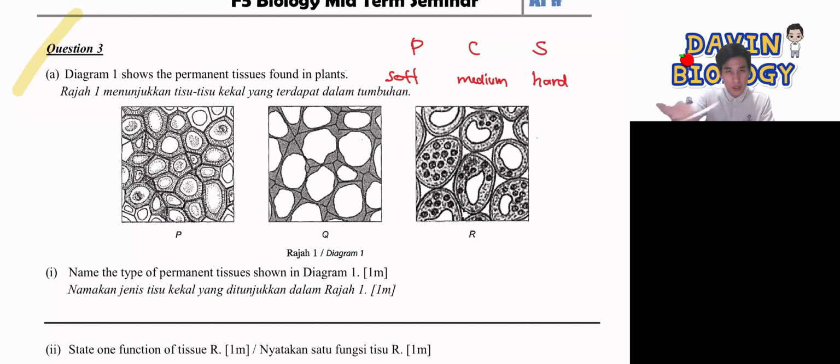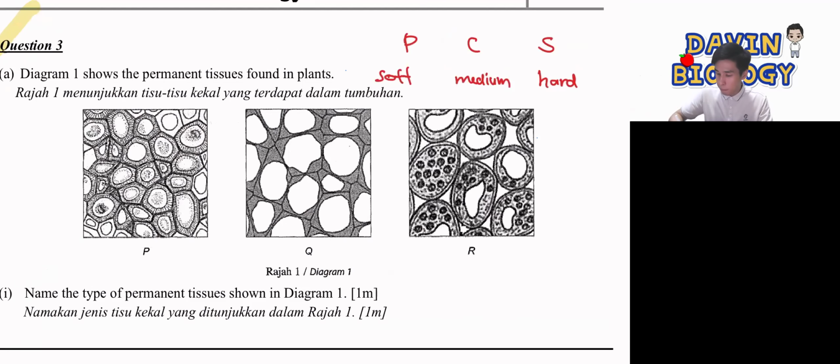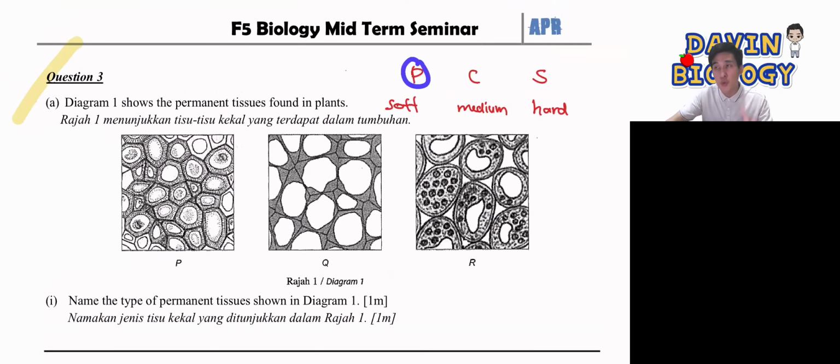From here, how are you going to know which is which? For P to S, there are two ways you can recognize them. Number one, look at the size. P will look bigger, then medium, then small. But size is not the main thing. The cell wall you can also look at. Since P is soft, its cell wall is thin, then medium, then thick.